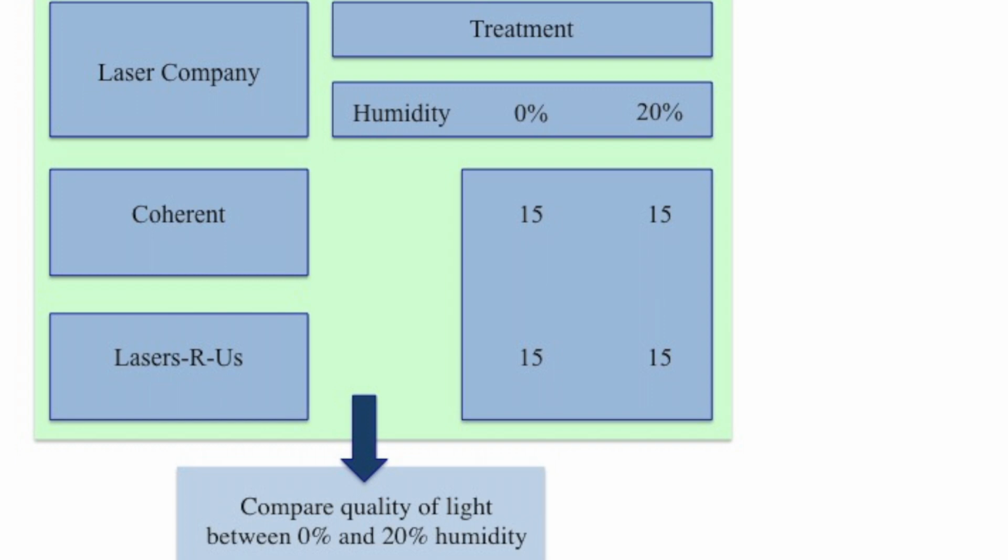On the left, the blocks are defined, two laser companies. On the top right, the treatments are defined as either 0 or 20% humidity. Under these treatments, corresponding to the laser company, there are 15 lasers in each block, for each company being tested with each treatment. Once completed, the quality of the incidence light between the two companies at both 0 and 20% humidity can be compared. Ideally, when comparing the values between the two laser companies, the results are accurate due to both the randomization and sensitive control of limiting the unwanted nuisance factors.